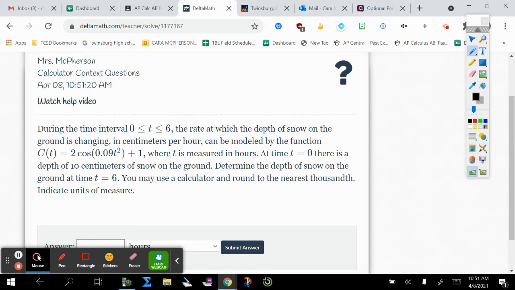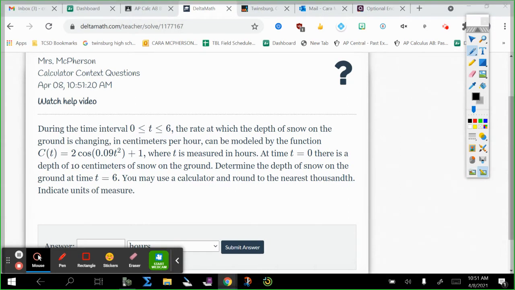Okay, this will work. So this one is looking at the rate, again, snow, a lot of snow going on here. The rate that the snow is changing is this C function. And it tells you at time 0, we have 10 centimeters on the ground, and we want to figure out what the depth of snow will be at 6. I think this is actually pretty similar to one we already did, but it's still a good one. So again, we integrate to accumulate. So my boundaries are going to be 0 and 6.